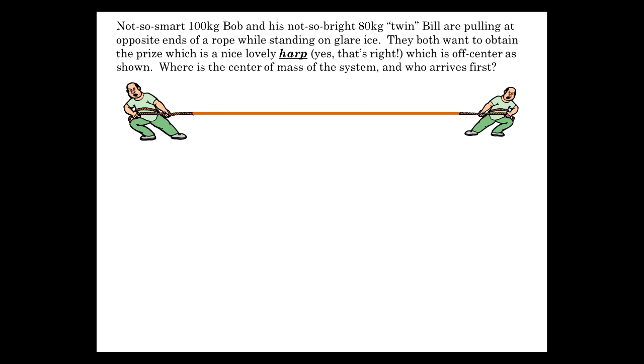Let's use the concept of center of mass to solve this problem. We have not so smart Bob and his slightly less massive, not so bright Bill having a tug of war, and they're on glare ice. All right, so they have 100 kilograms and 80 kilograms. The prize is a lovely harp that whoever gets to it first, by pulling on each other, wins. As they pull on the rope, they're pulling on each other. They're both going to be sliding toward the harp, and they're really excited about that. See, that's more evidence that they're not so bright. But in any case, who arrives first?